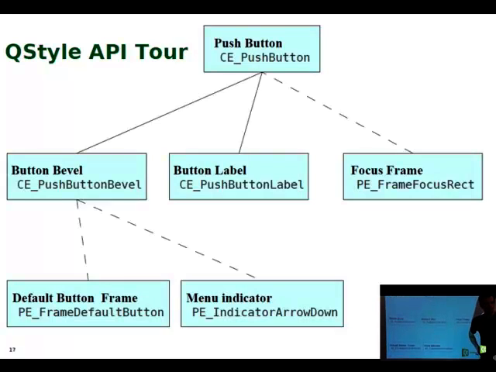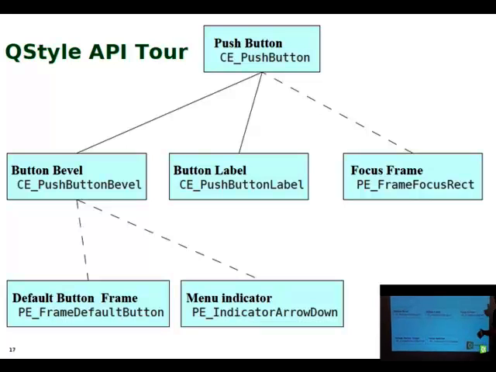So when you paint a push button, you have the control element push button. A push button is divided into a button bevel, which is the frame around the button, and the label. The label is the text. And optionally, if the button has the focus, there is a focus frame. The frame is itself composed of a default frame if the button is default, and a menu indicator if the button has a menu indicator.